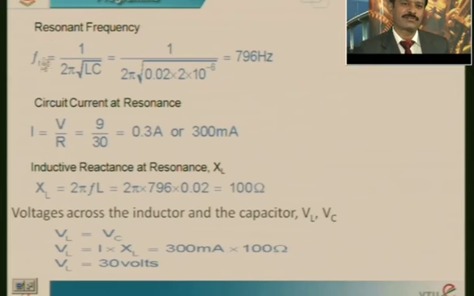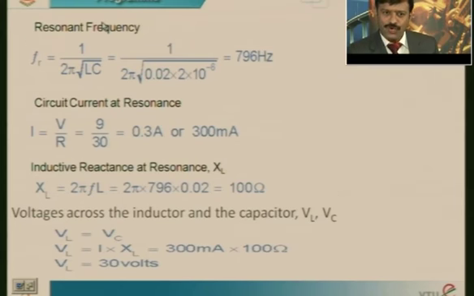You know this formula, resonant frequency is equal to 1 by 2 pi root LC. Substitute L value and C value. If you compute with a calculator, you will get 796 hertz of frequency. This is the resonating frequency. Current can be calculated with the supply voltage and resistance given. 9 by 30 is equal to 0.3 amperes you are going to get. If you keep it in milliamps, 300 milliamps.